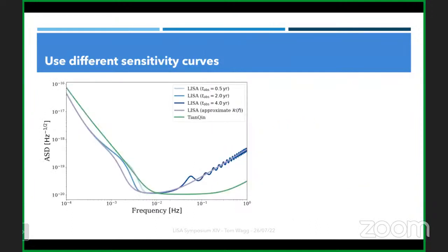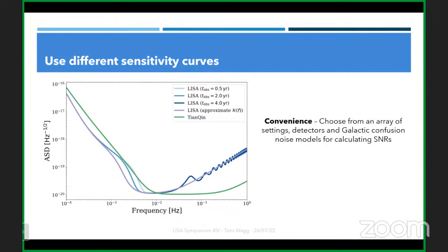On the note of sensitivity curves, you can use lots of different ones. Here you can see we've got lots of different LISA curves, a Chanchine curve as well. Hopefully this makes it very convenient. There are an array of different settings. You can change the observation time of the mission. You can change whether you approximate the response function. You can also change what detector you're using. Maybe you're using LISA.